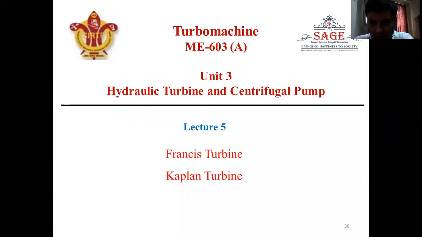It is called radial flow because water flows radially, and it is called reaction turbine because at the inlet there will be a combination of energy, that is kinetic energy and pressure energy, and during its flow through the blade, that pressure energy is converted into kinetic energy. That's why we called it a reaction turbine. So in this lecture, we first study Francis turbine, which is a special case of radial flow reaction turbine. Then we will study Kaplan turbine, which is axial flow turbine.